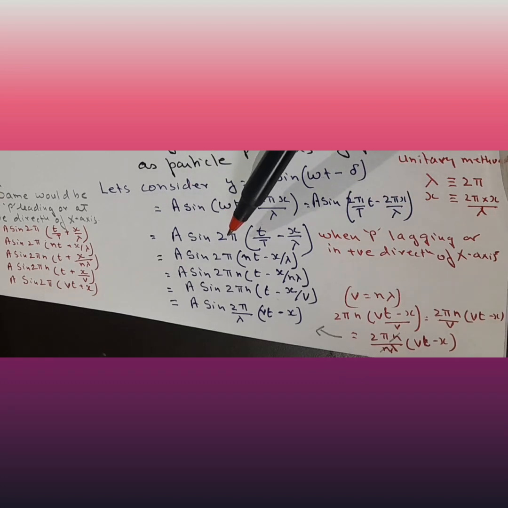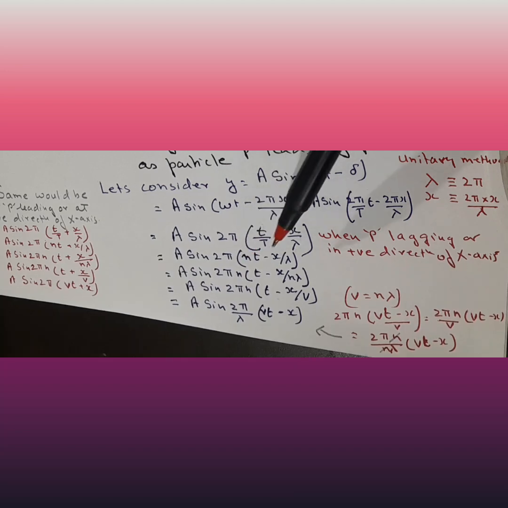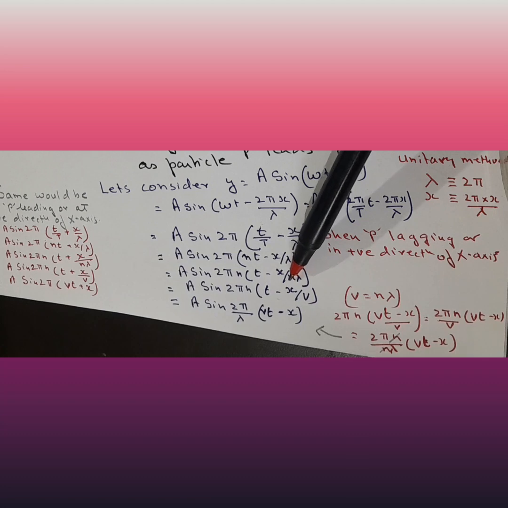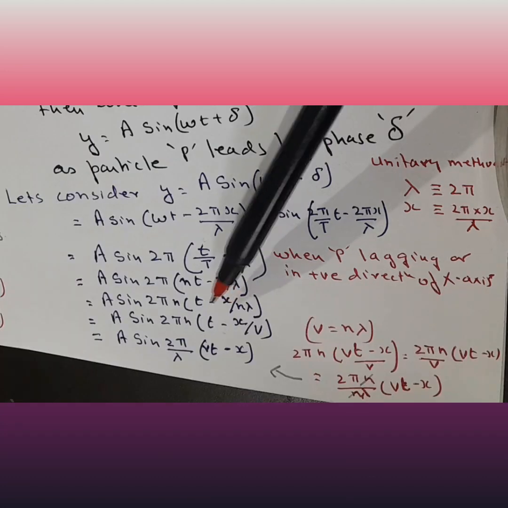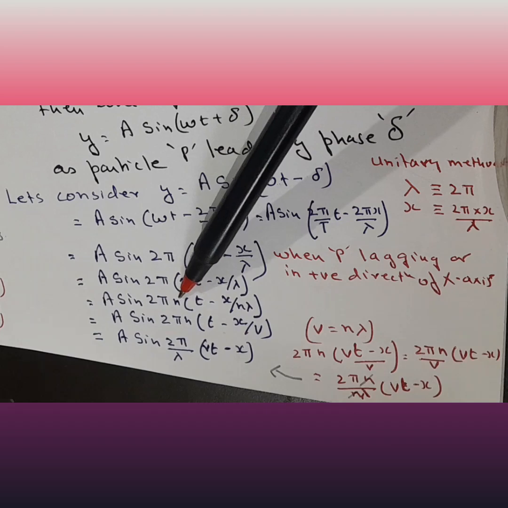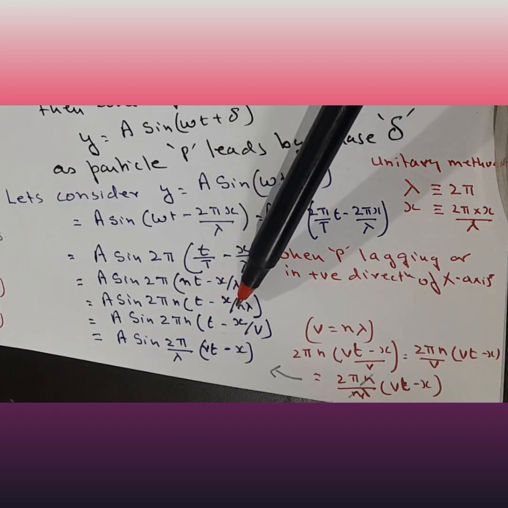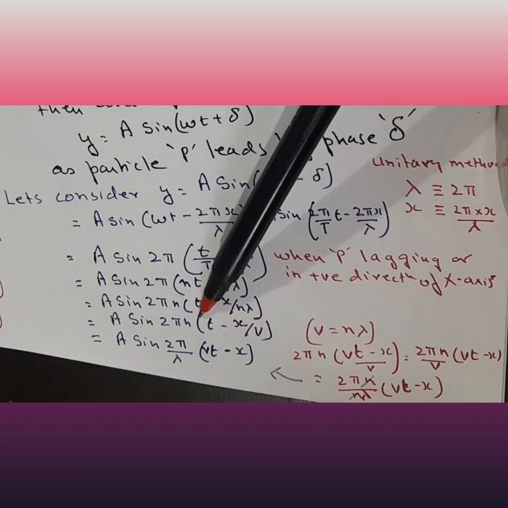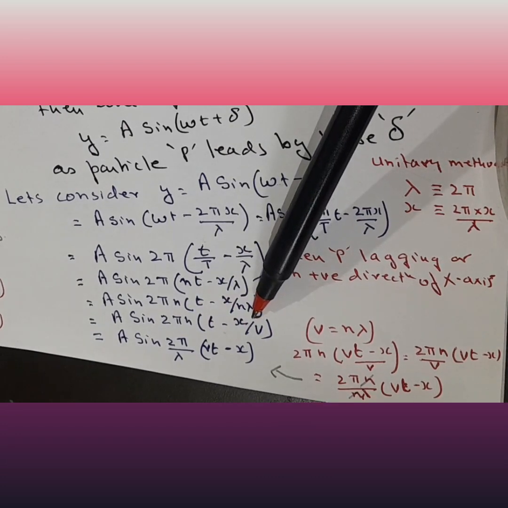Obviously, the thought that comes to mind is taking out 2 pi. So we take 2 pi common, and this becomes the formula. Then we also know 1 over T is n, so we put n t minus x over lambda. When we take n out, this n goes but we get another n in the denominator. So the formula becomes 2 pi n (t minus x over n lambda). Now we know v = n lambda, so this equation comes into picture.